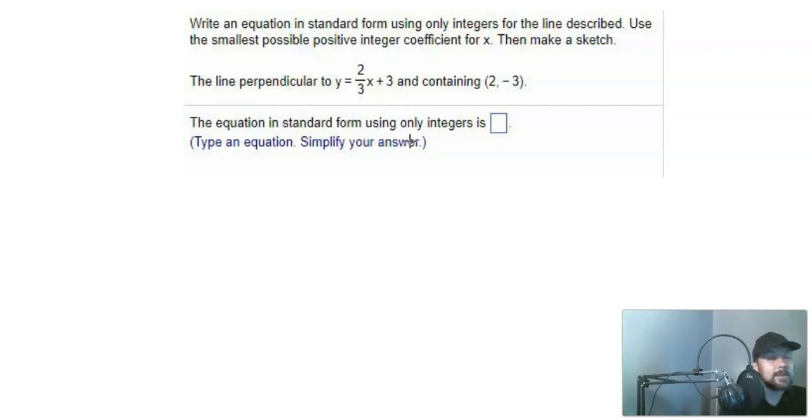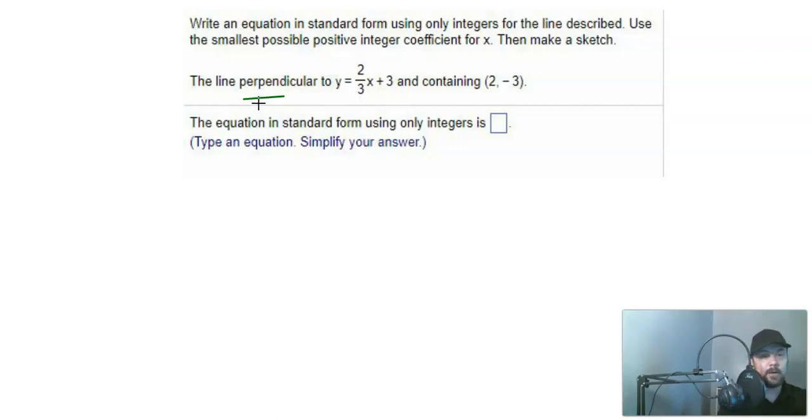This problem is very similar, but I wanted to do one more of this type because this time it's perpendicular instead of parallel, just to show you the difference there. So while I'm pointing that out to you, it's the same problem that we just did, except this time they're perpendicular. So I want to draw your attention to that.